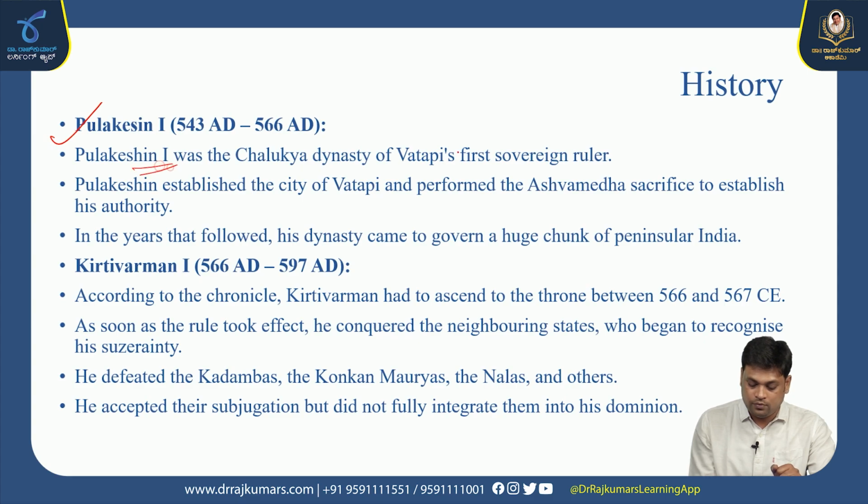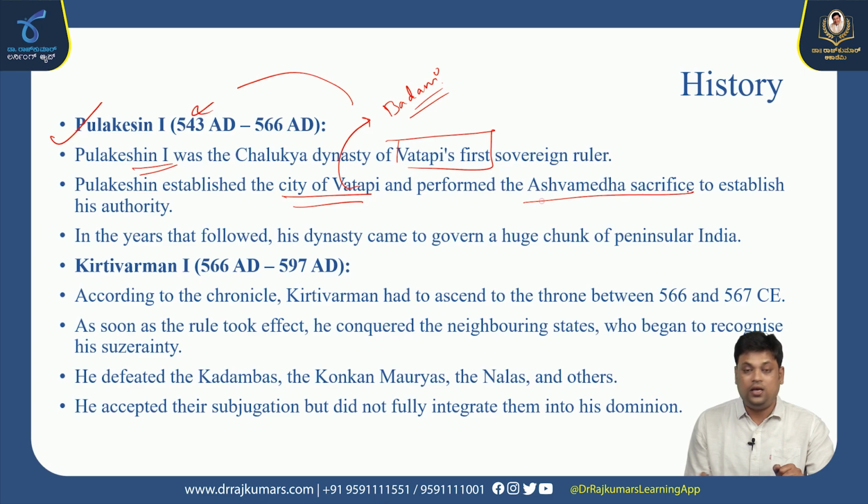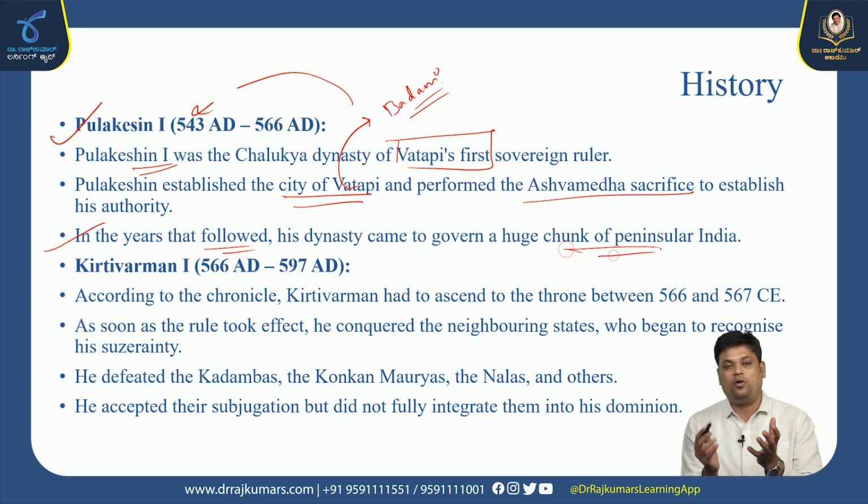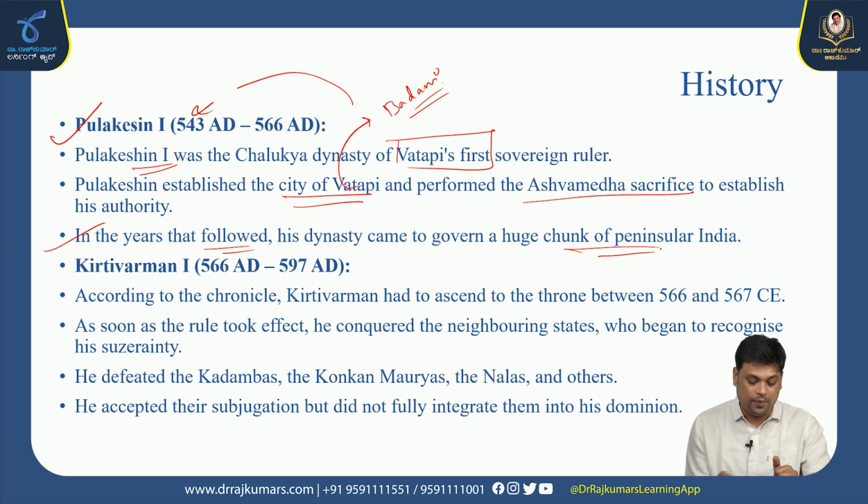Pulakeshin I, first sovereign ruler of Badami, and he is the one who established a city called Vatapi, that is Badami. The city Badami was established by Pulakeshin I, and he is the one who introduced the Ashwamedha sacrifice for the purpose of establishment of his territory. In the years that followed, his dynasty came to be known for a large chunk, which means a greater amount of territory in the region of peninsular India. Kirtivarman I.